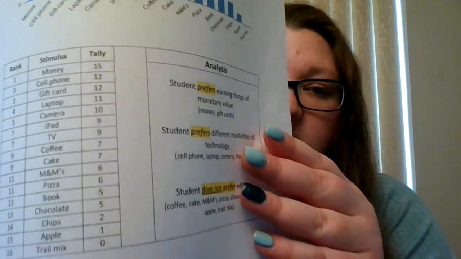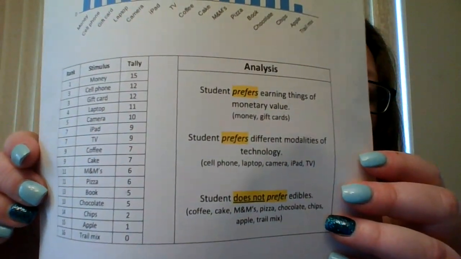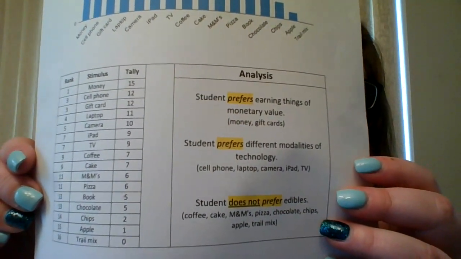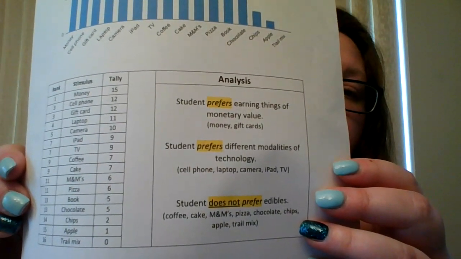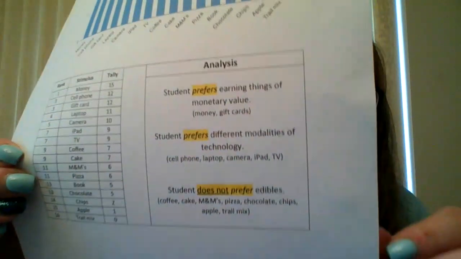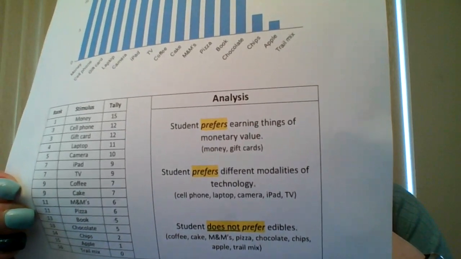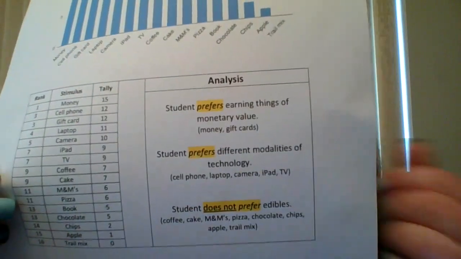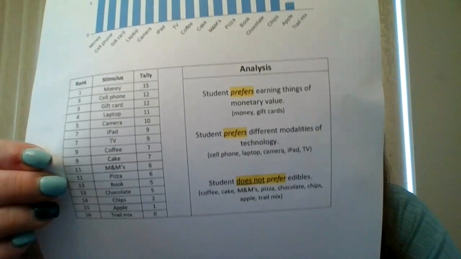Looking again at our chart, just by the tally marks here, you can see that he really enjoys, and I can show you this right here too, he prefers money as well as gift cards, so anything with a monetary value he's really interested in. Also, any kind of activity that involves technology, so that would be laptop, cell phone, camera, iPad, TV, anything that involves the use of technology, Billy was interested in. And I got that information from the tally chart that we have here. So this was how many times each item was chosen.